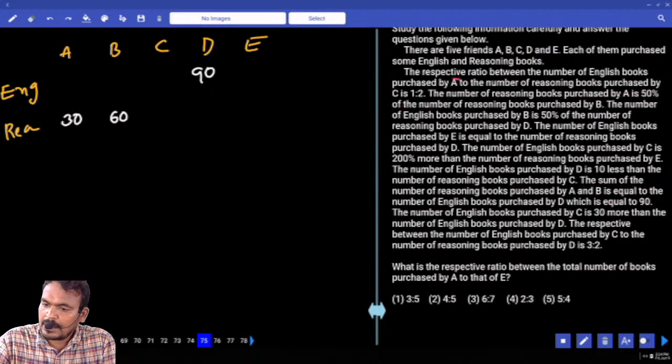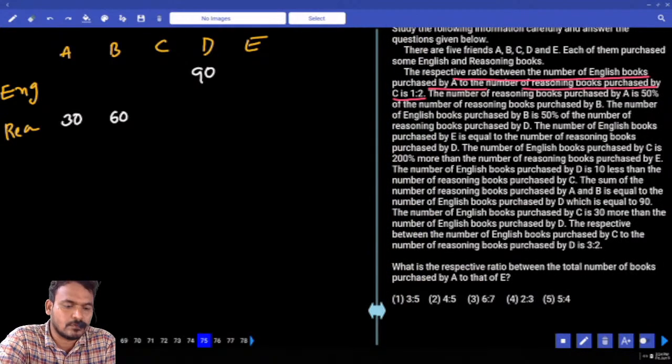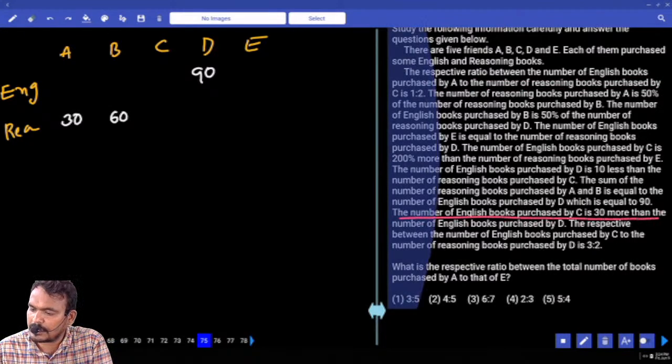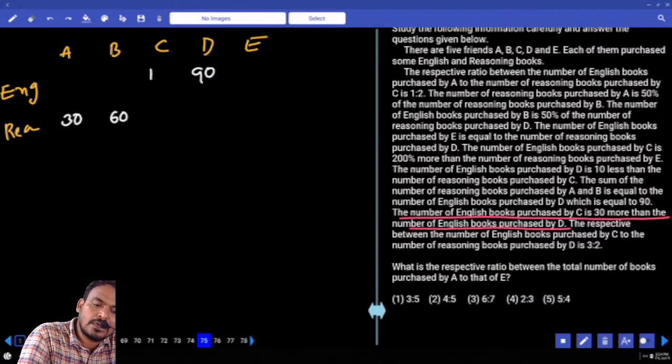What is the first line? The respective ratio of the number of English books purchased by A to the number of reasoning books purchased by C is 1:2. Any relation? No. And what is the last-but-one? The number of English books purchased by C is 30 more than the number of English books purchased by D. Already D English is 90. Compared to that, 30 more. 90 plus 30, 120. That 120 is C's English books.